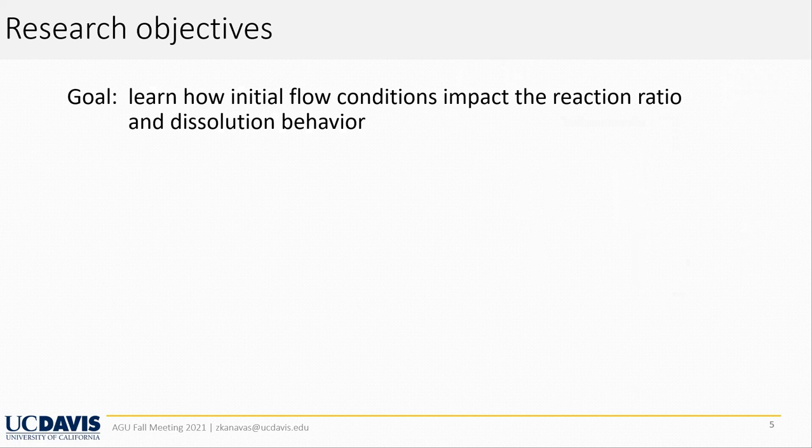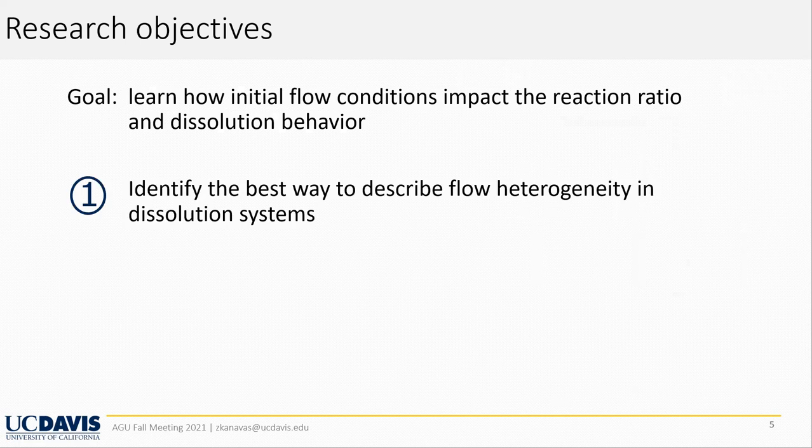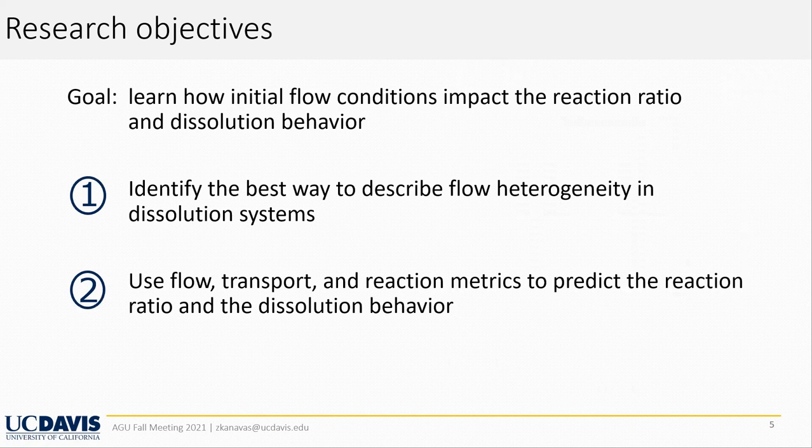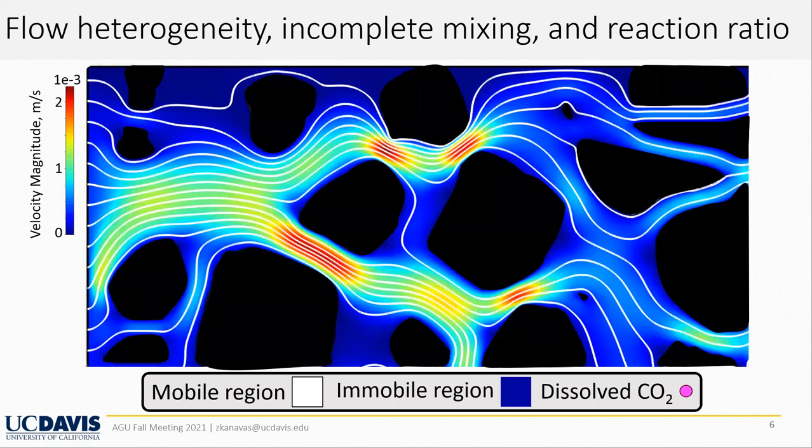The objectives are to, first, identify the best way to describe flow heterogeneity in dissolution systems, and second, use the flow, transport, and reaction metrics to mathematically predict the reaction ratio and dissolution behavior. Our hypothesis of why flow heterogeneity is key to explain dissolution can best be explained with this pore scale schematic.